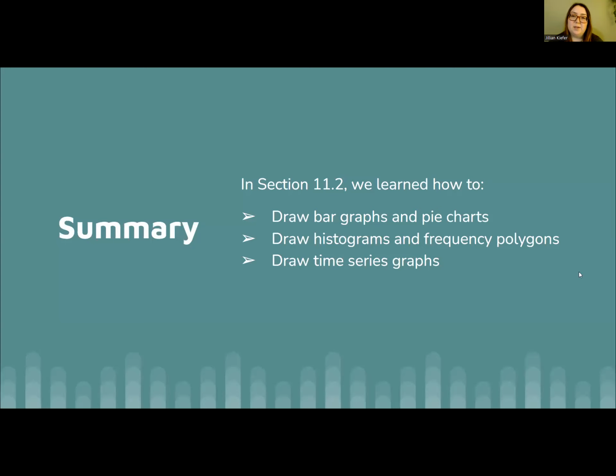And that wraps up our section 11.2. In 11.2, we learned how to draw bar graphs and pie charts, histograms, and frequency polygons, and time series graphs.